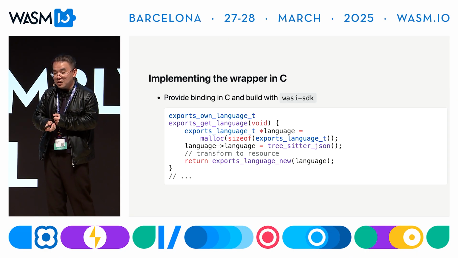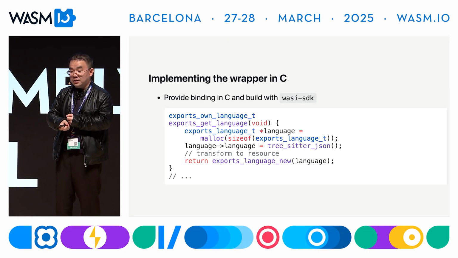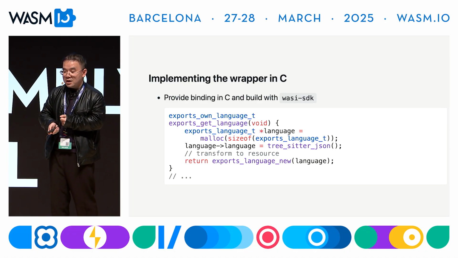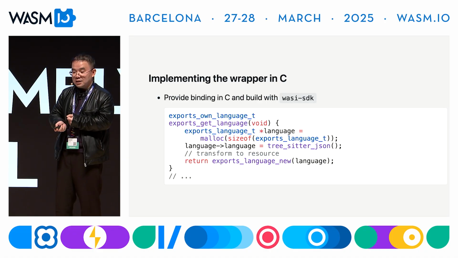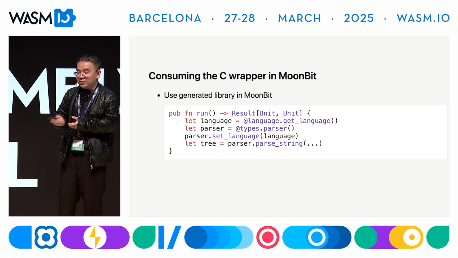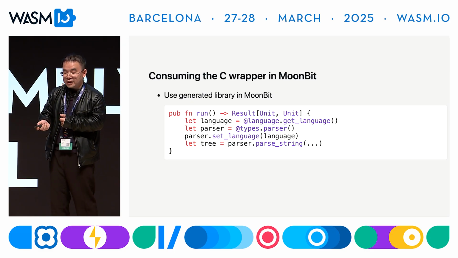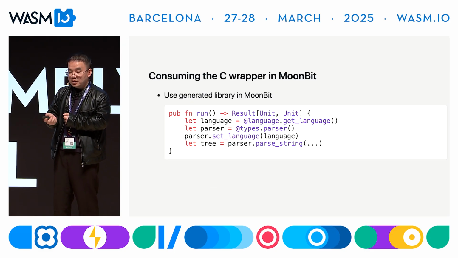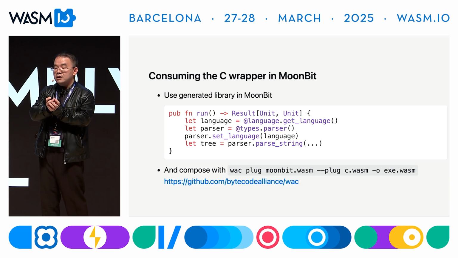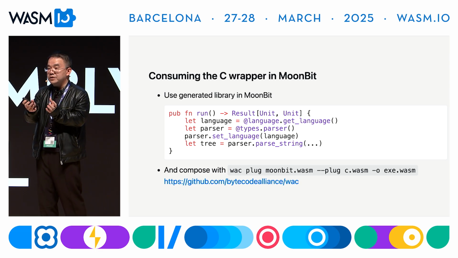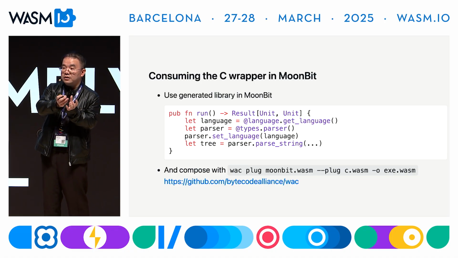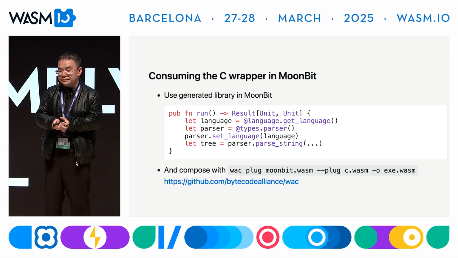Here's the stub code for C. So here we export the get-language, and then you can consume the library in MoonBit. Here we call language.get-language, and then we can use the WAC tool to hook them together. This means we can reuse the same code between C and MoonBit. Of course, we can do the same thing. You can use the Rust Tree-sitter library with MoonBit as well.